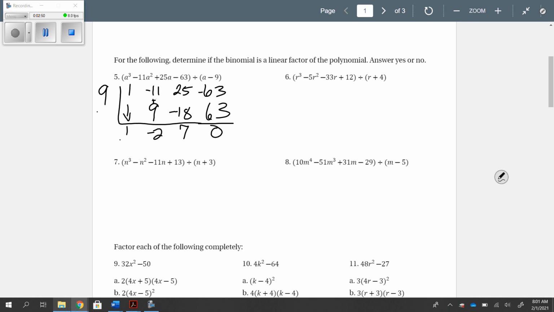Okay, from here, we don't even have to write out the answer. We see the last number is 0. The last number is going to be our remainder. So because our remainder is 0, there's no remainder. So our answer is yes.